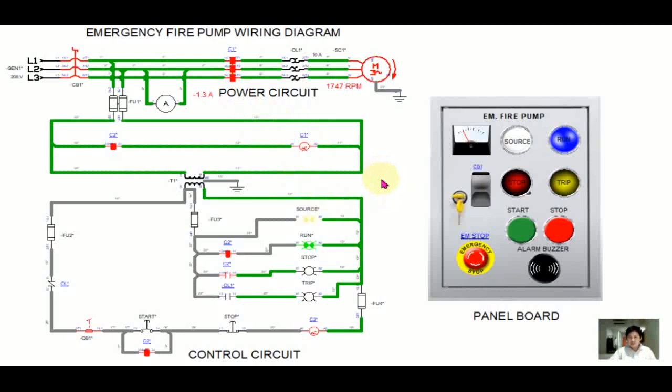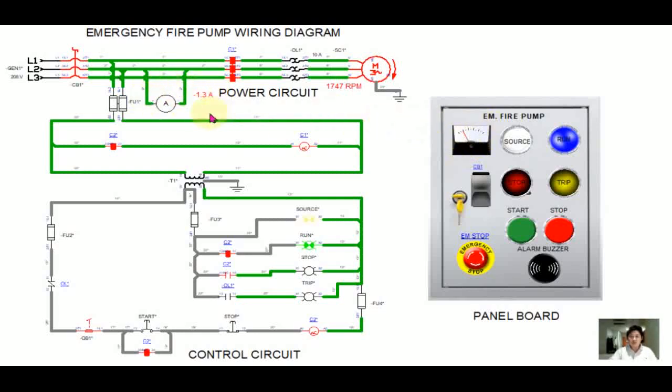Remember, in the working process here, all the connected components work together. You can see C1, C2 also. They are working together. There is already an indication of current here. I noticed it is -1.3 ampere. There is something wrong in the wiring if the indication is minus, since this should be plus. But anyway, this is for the purpose of simulation. This is still good. There is now an indication of current in the ammeter.